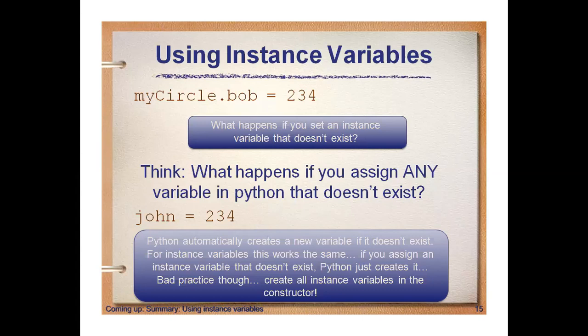So what is the difference between these? myCircle.bob is equal to 234. This instance was not there, but at the time of creation we put some value in it. The system will accept it as it is, right? Python will create it, but keep this in mind, guys: this is a bad practice. Why is this a bad practice? Because this will create an unwanted burden on your compiler. Both of these parameters will be created, that is, bob as well as john.